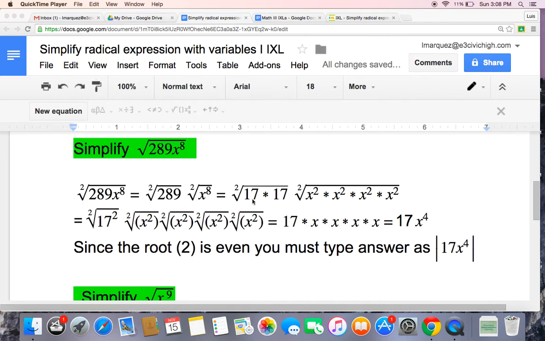Then I'm going to simplify 17 times 17 as simply 17 squared. And then I want to break apart this radical expression into four parts. So it will become the square root of x to the second, and I'm going to have 4 of those. Then I'm going to simplify the square root of 17 to the second as 17, because 17 times 17 will give me 17 to the second, or 289.